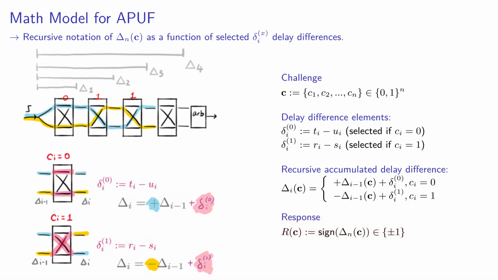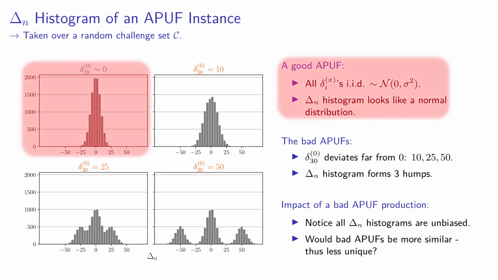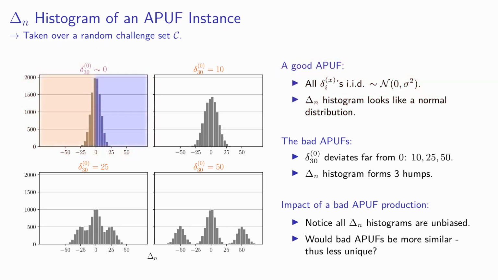In the end, we have a final accumulated delay difference delta N, and the response is the sign of this difference. Although the final accumulated delay difference delta N is not measurable in a real physical APUF, one can simulate APUFs and view a histogram of the delta N values over a random challenge set to get a sense of the response bias. A good APUF having all delay elements about 0 has a normal delta N distribution and has a response bias around 50%.